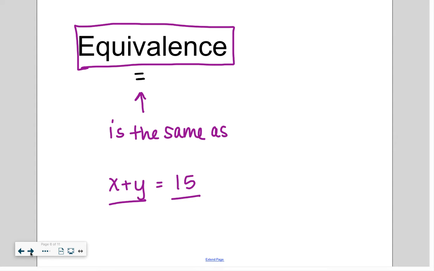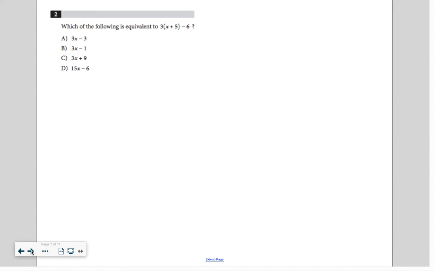All right, so let's look at what I mean by all of this. So here's a very basic question that you'll see. It'll say, which of the following is equivalent to 3(x + 5) - 6. This is an expression. It's saying, which of these is this expression written differently? So this is really basic because all I have to do is simplify the expression. So what would I do first? I distribute my 3, getting 3x + 15 - 6. I would combine the like terms, and that would give me 3x + 9. Okay, so my answer would be C.